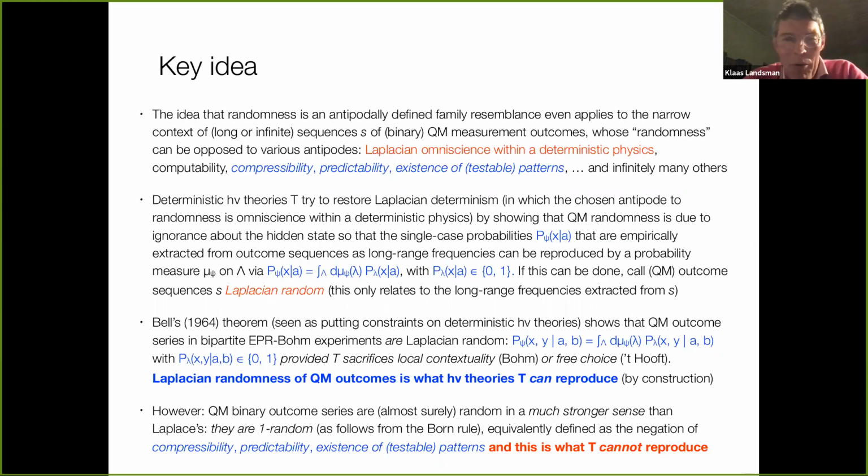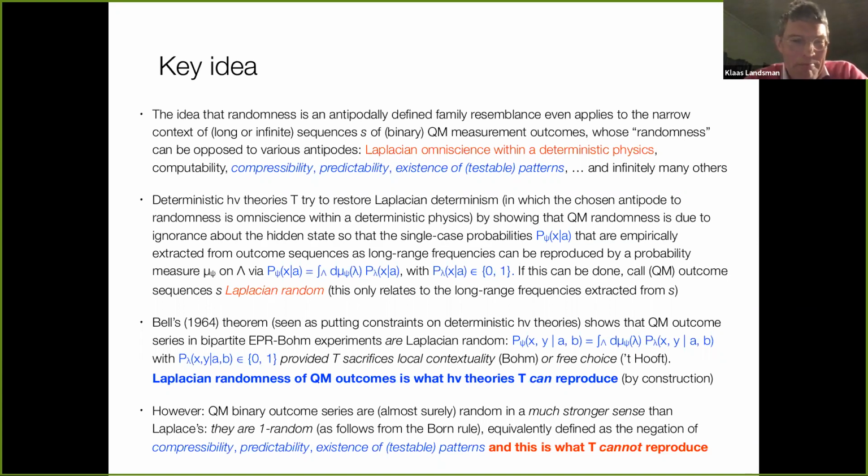Now, if you look at Bell's theorem or the free will theorem, but especially Bell's first theorem, again, seen as putting constraints on deterministic theories, that shows that even in bipartite experiments, Alice-Bob, EPR-Bohm type of experiments, in fact, the outcome sequences are Laplacian random, provided you sacrifice something. So provided the theory that actually has this sort of Laplacian view of randomness sacrifices either local contextuality, as in Bohmian mechanics, or free choice, as in 't Hooft's theory. And so the conclusion of such theorems is that Laplacian randomness of quantum mechanical outcomes is what these hidden variable theories in fact can reproduce. But that's just one kind of randomness.